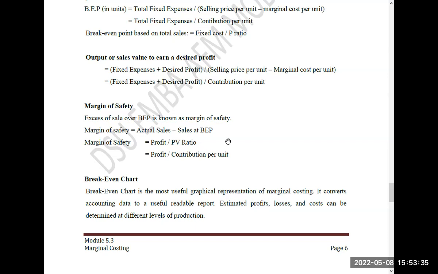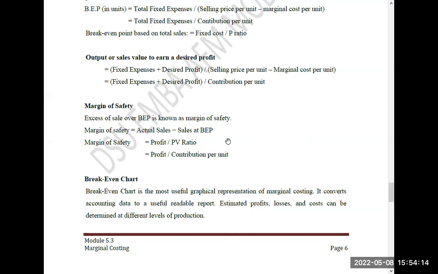Write down the next line. Sales is equal to, you remember we discussed in the beginning, how do we find the selling price? Forget about all this accounting. Selling price is equal to variable cost plus fixed cost plus profit. Correct.